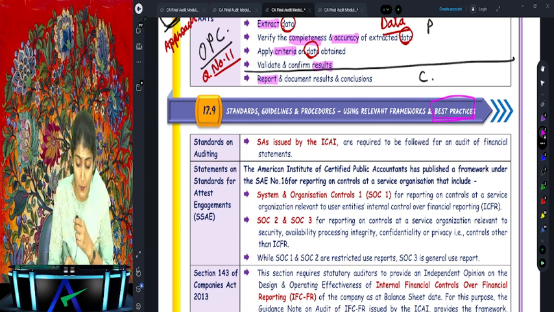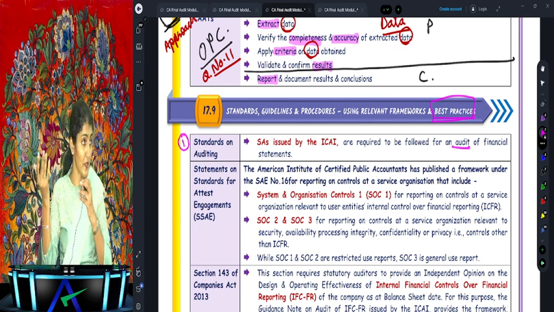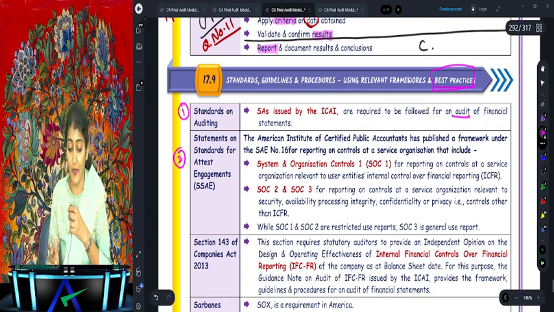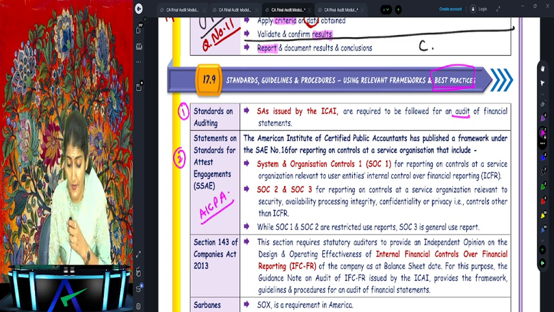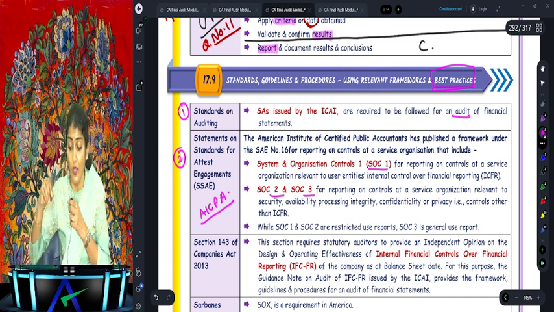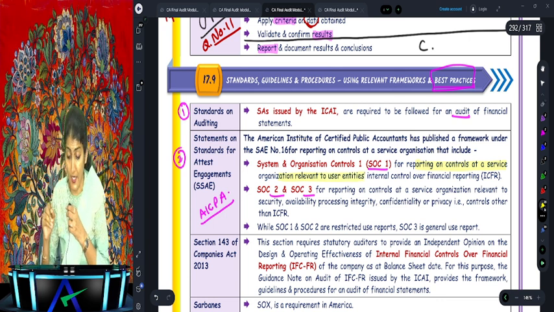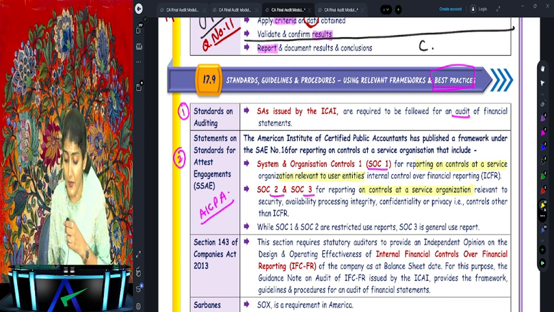What is practice number 1? That the standards issued by ICAI should be followed while doing an audit of financial statements. Okay. Then the Statements on Standards for Attestation Engagements issued by the American Institute of Certified Public Accountants, the AICPA, which talks about SSAE number 16, the SOC 1 and the SOC 2 and 3. What is SOC 1? For reporting on controls at a service organization relevant to user entity, and for reporting on controls at a service organization relevant to security, availability and processing integrity controls other than ICOFR, right?